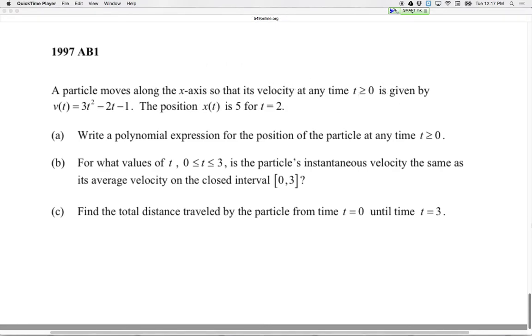Now this equation describes the motion of that particle, and they actually give us the velocity at any time greater than or equal to 0. So pay attention to that. Do we have to worry about negative time values? When we do any sign analyses, we can start at 0. Given by v of t is equal to 3t squared minus 2t minus 1. The position x of t is 5 when t equals 2.